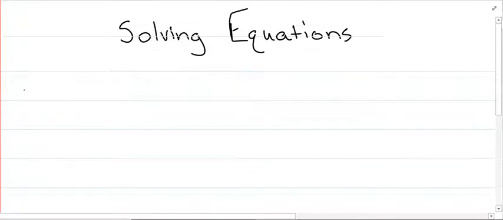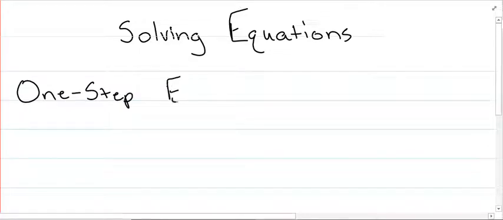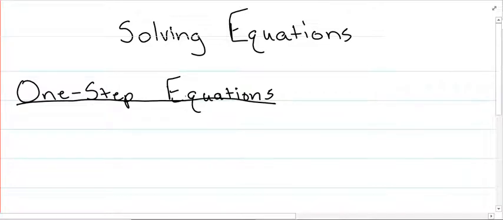Okay, so first we're going to start with one-step equations. So that's going to be this first section. We're going to talk about one-step equations. And I'll underline this short section title right here, because all of this is about one-step equations.